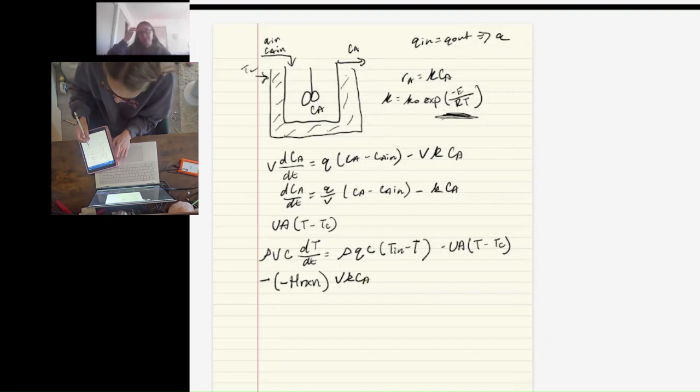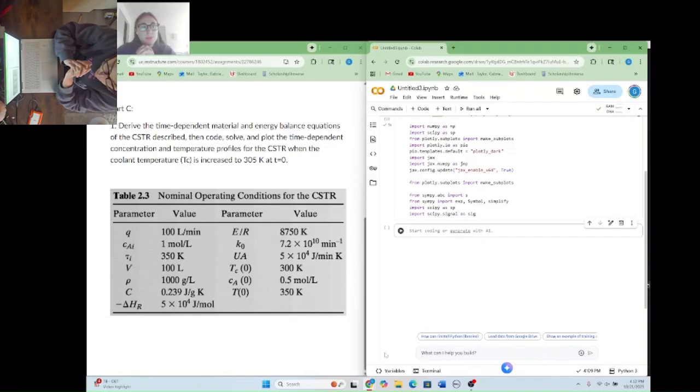Okay. So now this we can use to code and then find two different relationships, which is the change in concentration and the change in temperature, because they have a relationship between each other. And so we'll see that when we plot this. Okay, I'm doing the coding portion of part C.